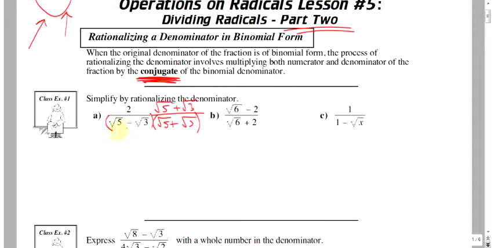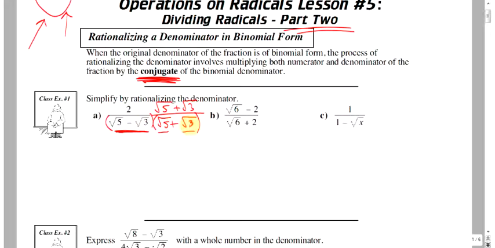Okay? To get rid of this, we're going to multiply it by its conjugate. That's exactly the same thing. Root 5, root 3, we're just going to swap the sign. This is negative, so I put a plus here. Okay? That's what you do to make this denominator rationalized.